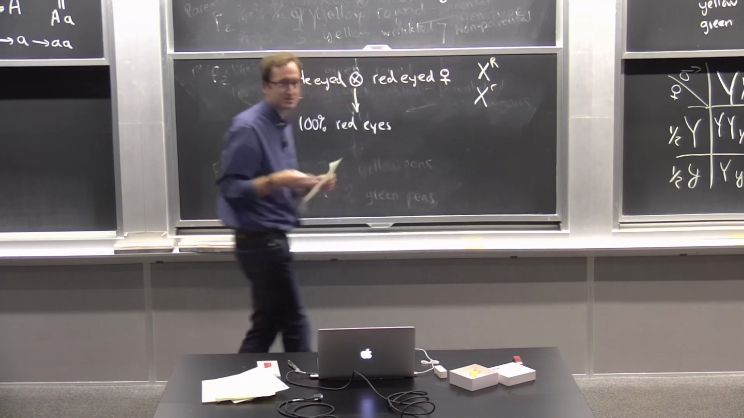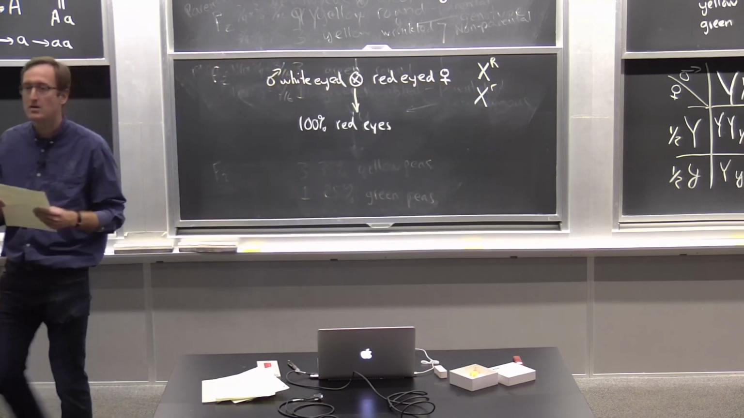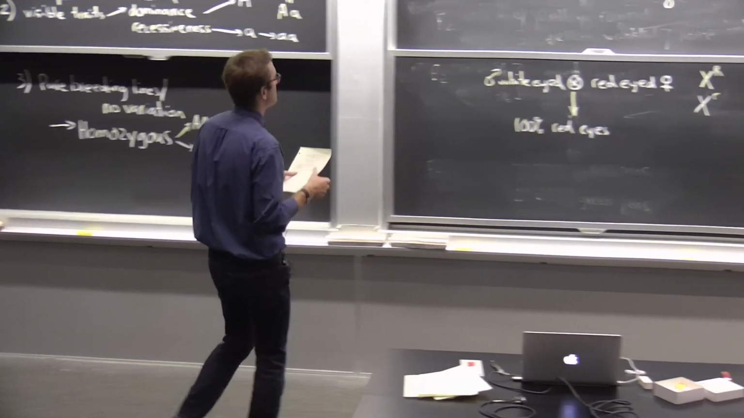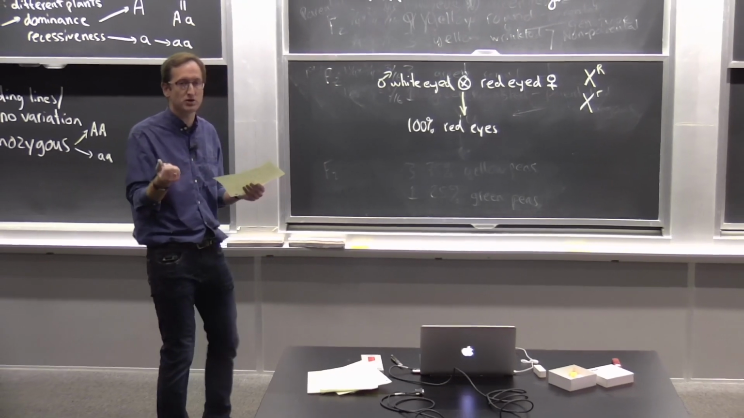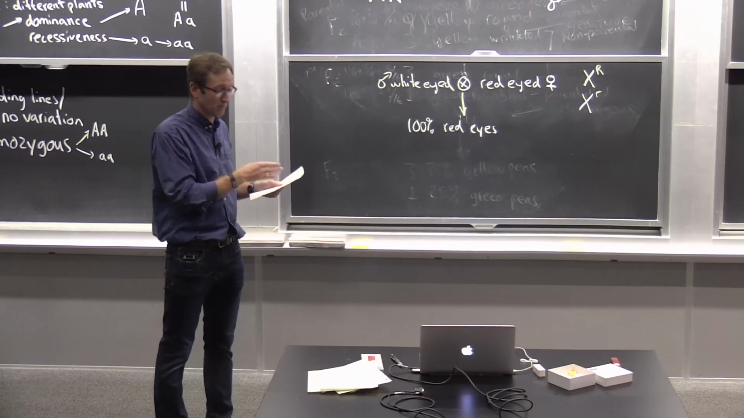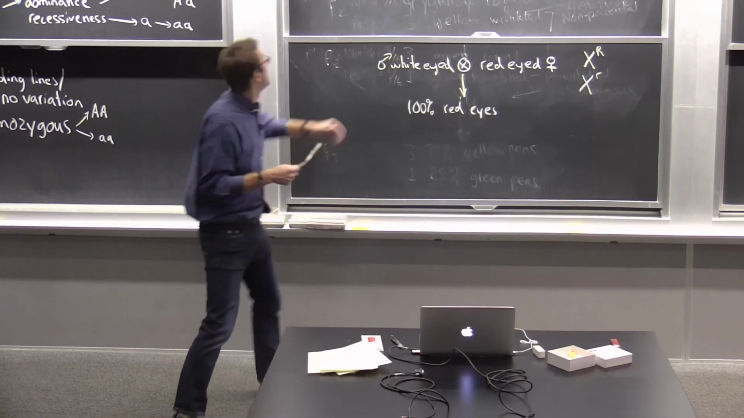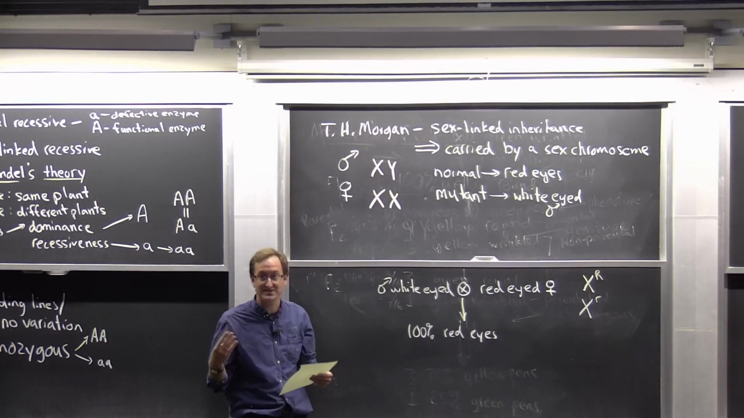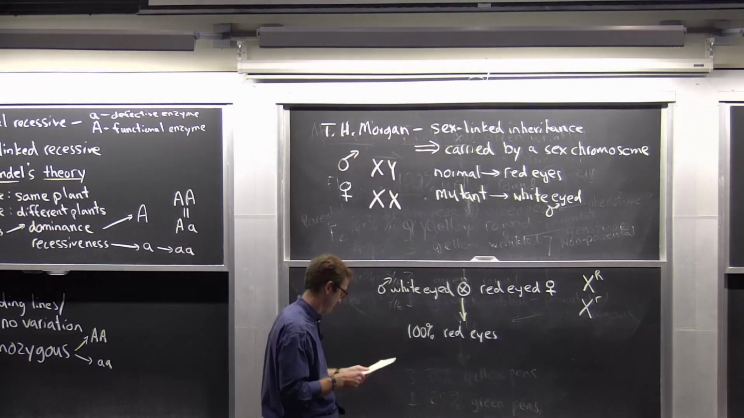Okay, because this gene is present on the X chromosome, but it's not present on the Y chromosome. So the Y chromosome is really small, and so all of the genes on the X chromosome are basically present in one copy in the male. And that's going to manifest itself in that sex linkage.